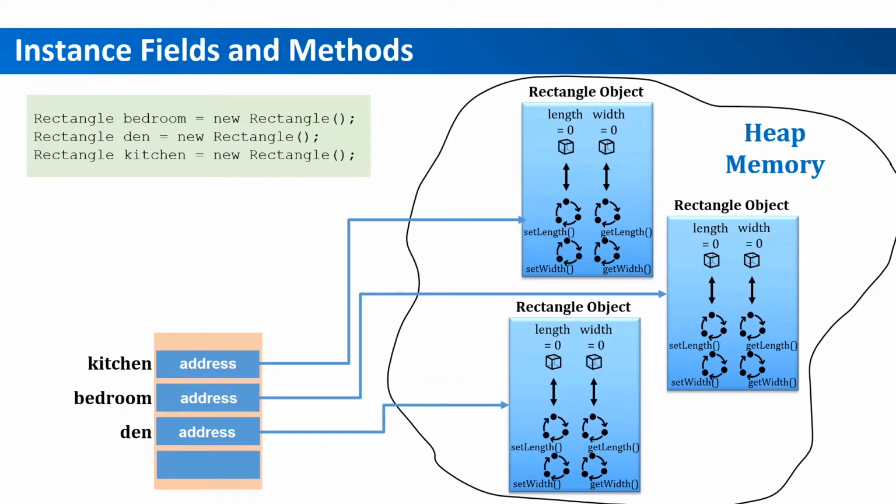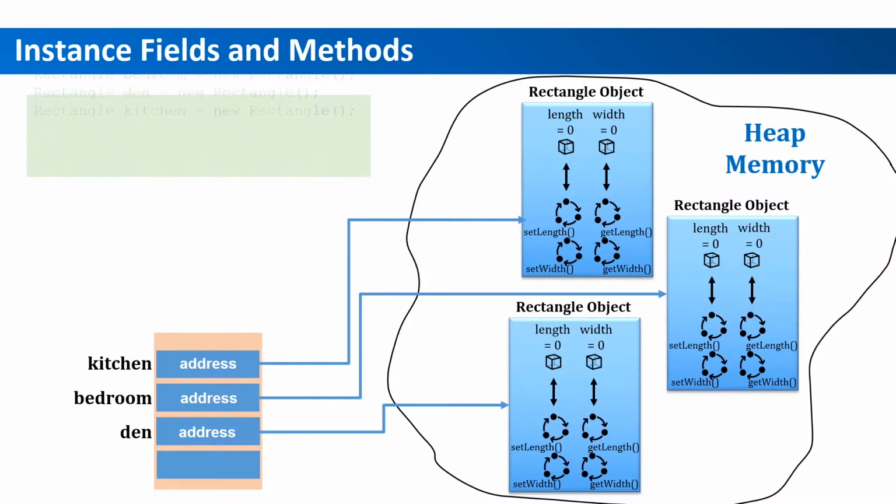For example, if I want to set the bedroom's length, I have to call the instance setLength method that belongs to the bedroom. I do that by calling bedroom.setLength and then passing the argument. What will happen is that the setLength method that belongs to the instance of the rectangle class, referenced by the bedroom reference variable, will be called and set the length to 4.5. Similarly, I can call the den instance method setLength to set the den's length to 2.